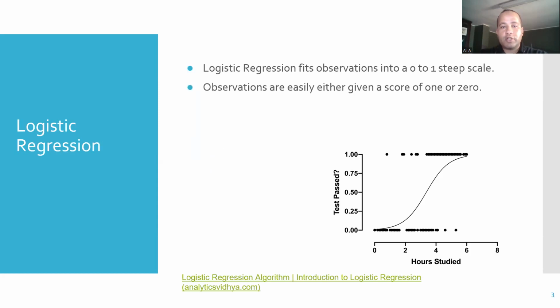First, logistic regression fits the data into a steep scale of 1 to 0. Its shape can be seen in this graph. This shape of regression curve makes it easy to separate observations into clusters.